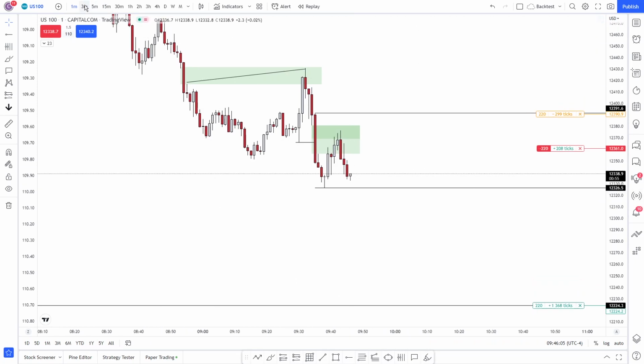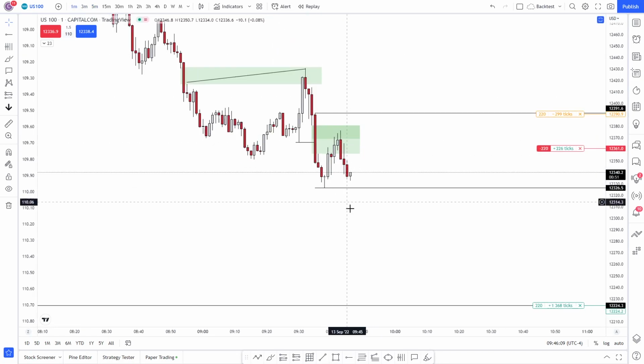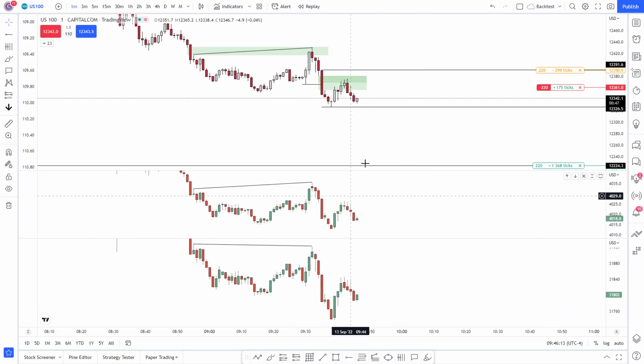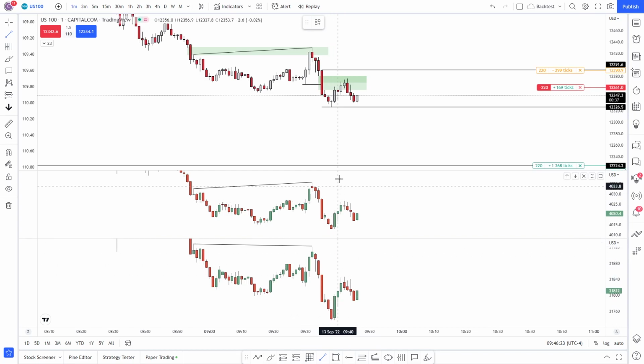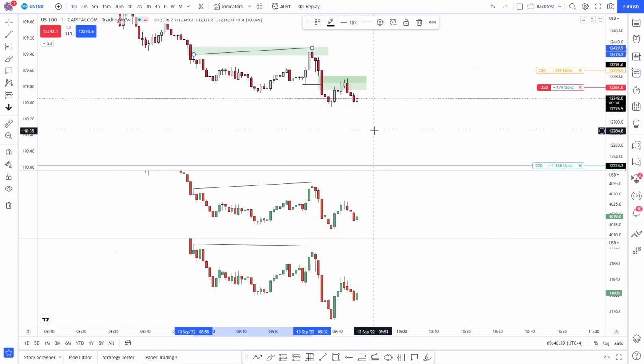Now we want to see a break of structure. So far, so good. Price is moving away. Now this is what we want to see. We haven't got any SMTs on the lows, so everything's all good. And no SMTs on the highs, apart from this one, of course. But yeah, this is the current SMT we're looking at.